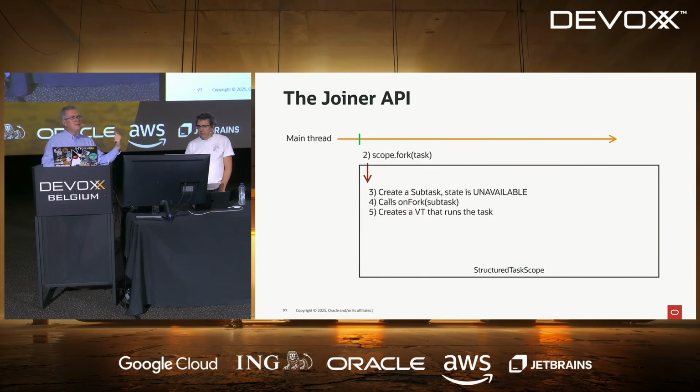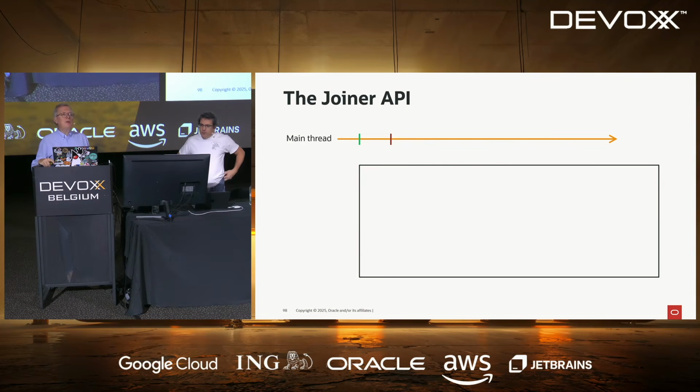So here you can see that this onFork method will take the subtask object that is in the state unavailable, and it will always be like that. And second, it is called in the main thread that created your scope object. This is very important to understand, this threading stuff, because it will not be the same with the onComplete. onFork is called before the virtual thread is created, so it cannot be called in that virtual thread just because it doesn't exist yet.